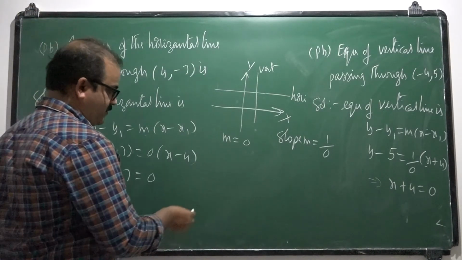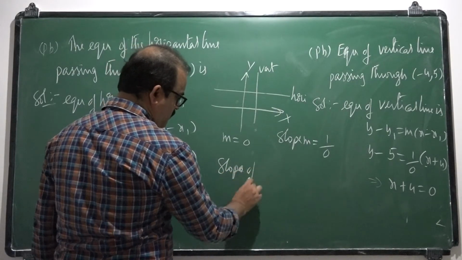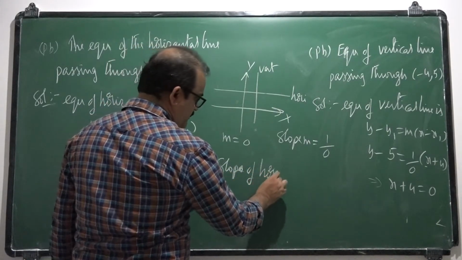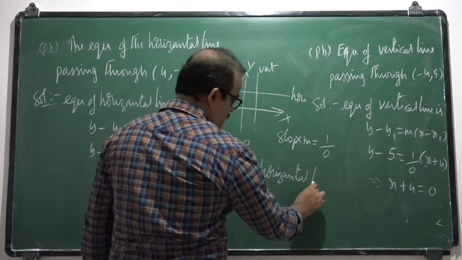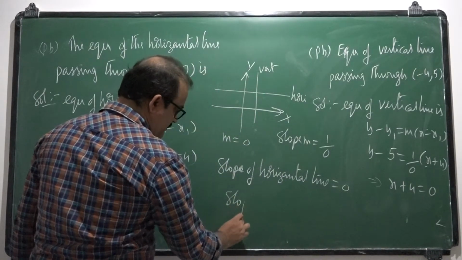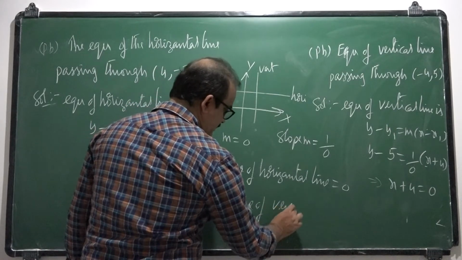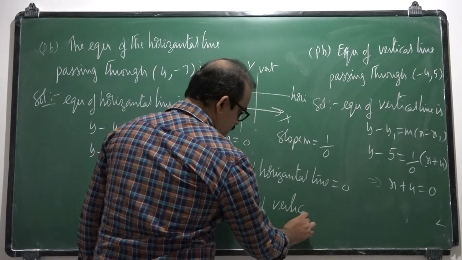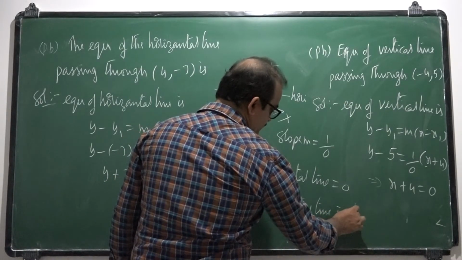You must remember one point: slope of horizontal line is equal to 0. Slope of vertical line is equal to infinity or 1 by 0.